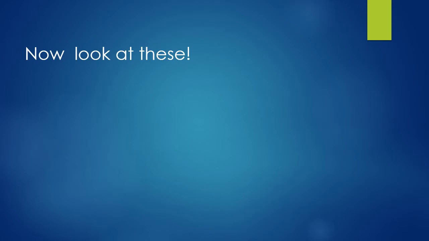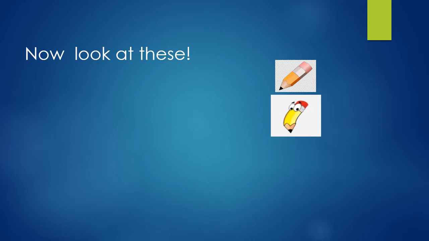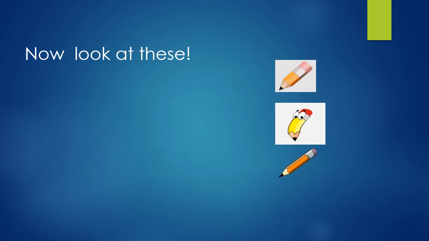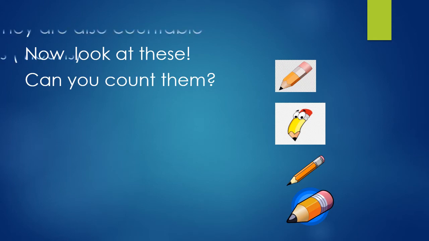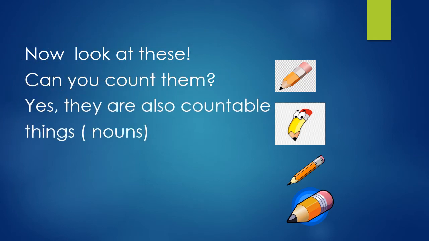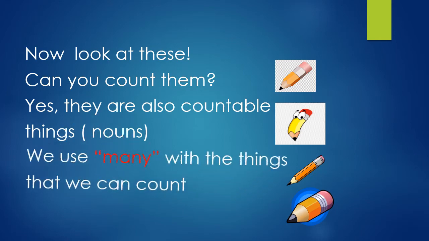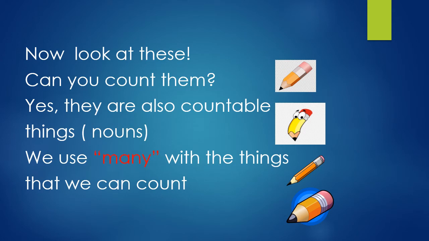Now look at these. 1 pencil, 2 pencil, 3 pencil, 4 pencil. Can you count them? Yes, they are also countable things. They are countable nouns. So, we use many with the things that we can count. Hope it's clear.